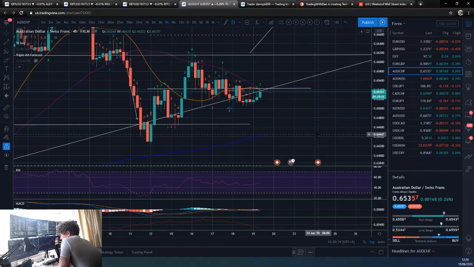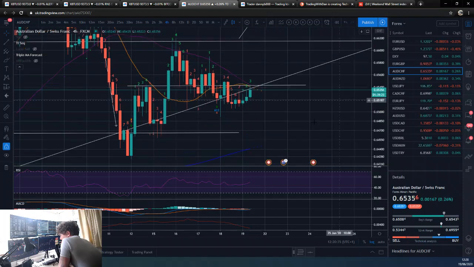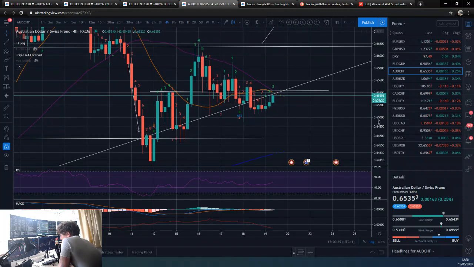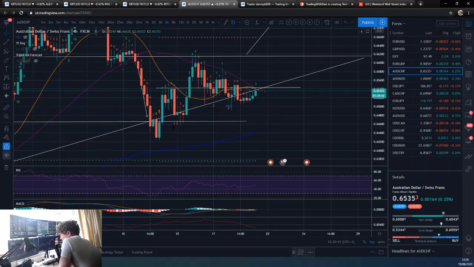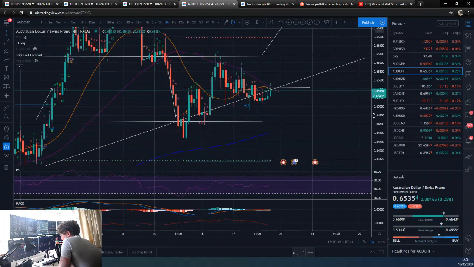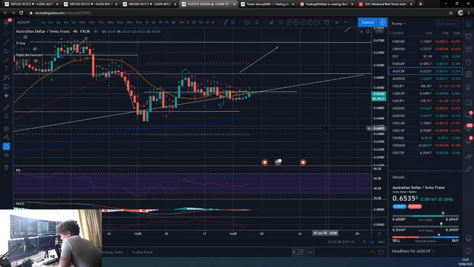Aussie dollar, Swiss franc. So we had this triangle drawn, we kind of dipped out of it. Are we going to come back in it? Have I drawn it in the wrong place? Maybe we should just move it a bit lower. I think I may do that just because it may help us going forward.